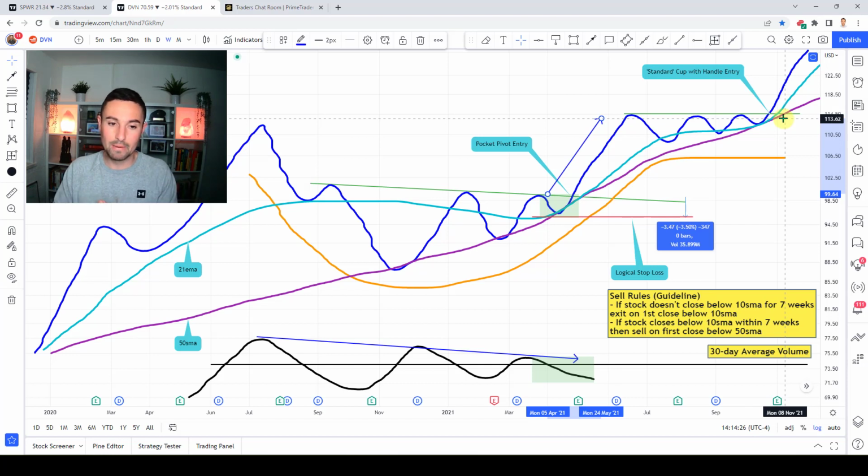Now the sell rules that they talk about in the book, these are guidelines. My interpretation of the book is if the stock doesn't close below the 10 SMA for the first 7 weeks, exit on the first close below the 10 SMA. If the stock closes below the 10 SMA within the first 7 weeks, then sell on the first close below the 50 SMA. So at its heart, in terms of the sell rules, it is actually a trend following strategy. What are Gil Morales and Dr. K trying to do? They are trying to target the leading stocks as they are building bases, establish positions, and with these sell rules, ride the intermediate term trend. That is a combination of the 10 SMA and/or the 50 SMA as well.